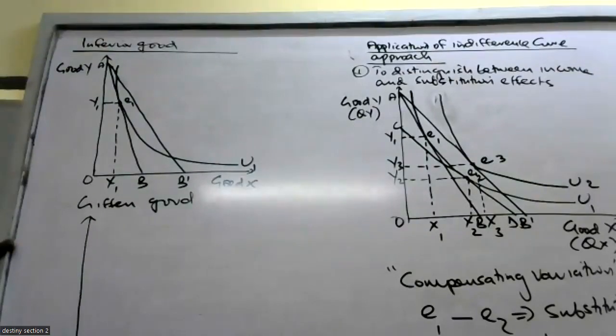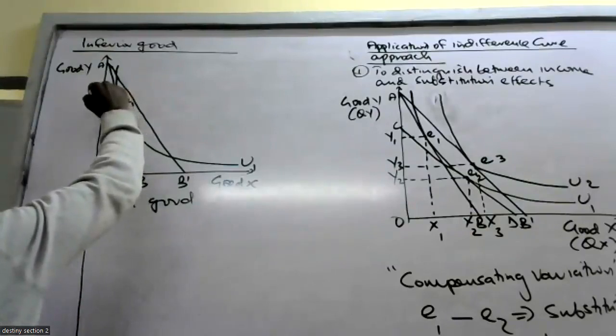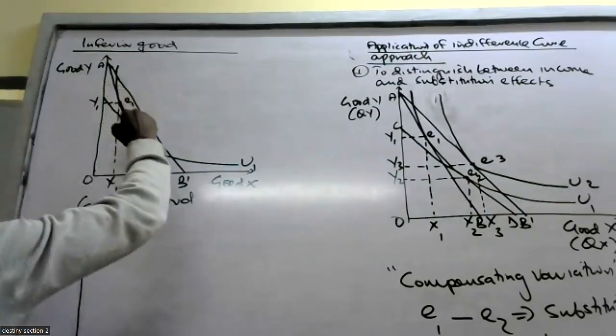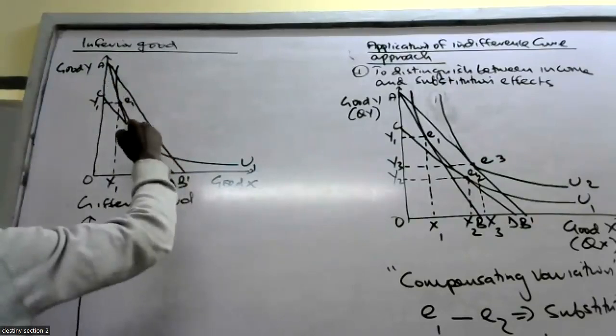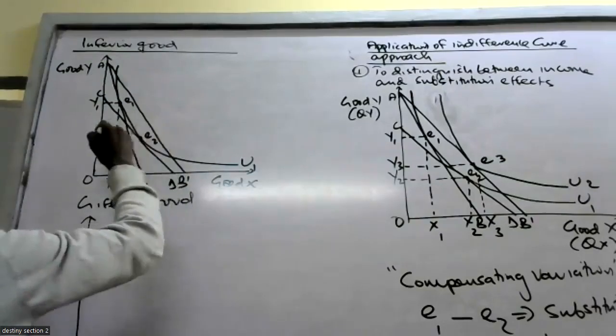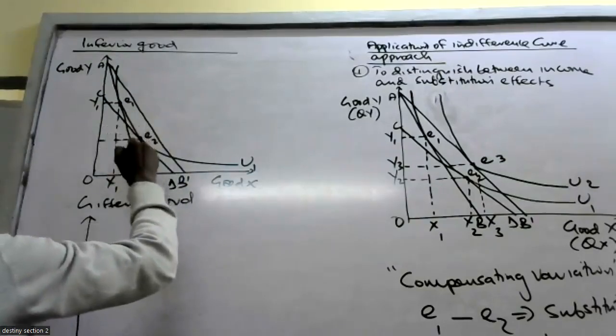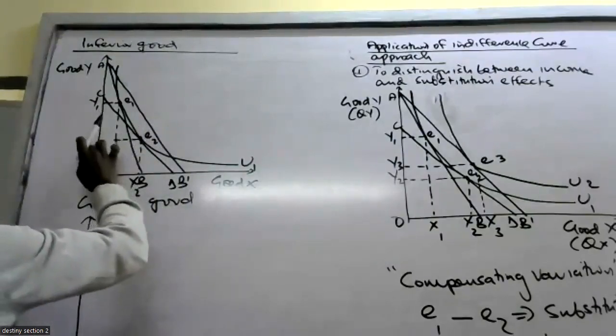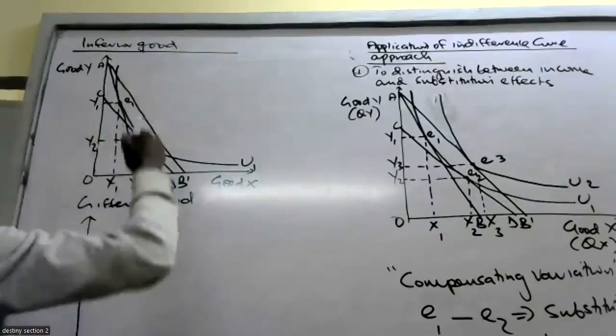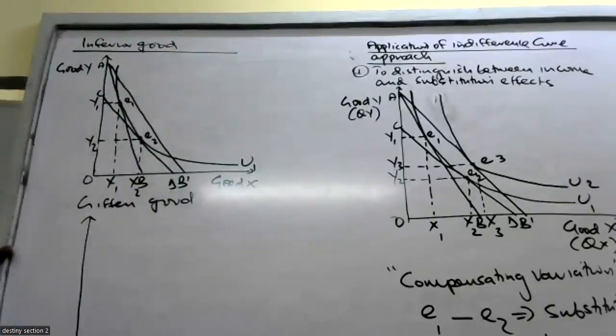So how do I bring in the substitution? I introduce budget line CB of compensating variation. So introduce CB, the line of compensating variation. It touches that budget line. So you have CB touching the same indifference curve at the second point E2. So that you have more of X, X2. This is Y1, Y2. So E1 to E2 is the substitution effect. Substitution effect is the same for all of them.